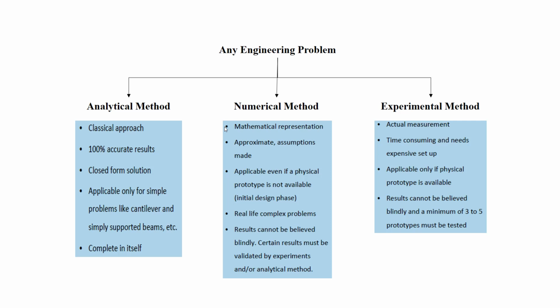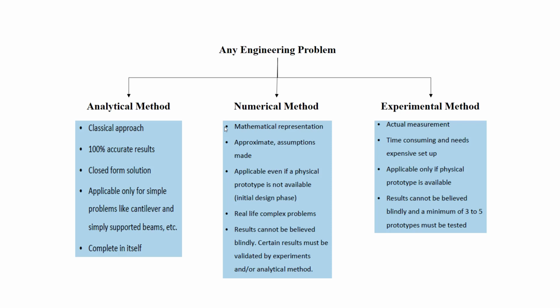In the analytical method, it is nothing but a classical approach where we are going to use the theories of, say, theory of elasticity, theory of plasticity and other theories to solve the problem. In this particular method, we are going to get 100% accurate results, and the solution is a closed form solution. But the main drawback is this method can only be applied to simple problems like cantilever beams, simply supported beams and other very simple problems, and it is complete in itself.